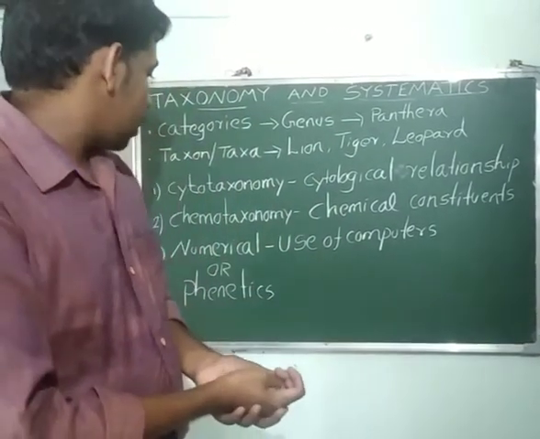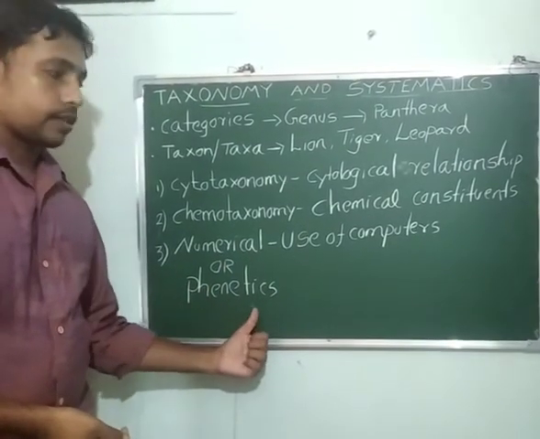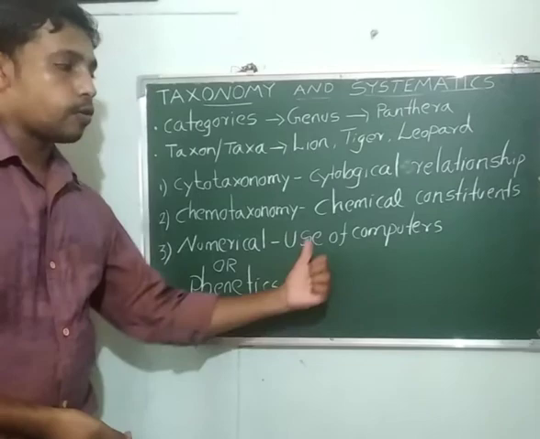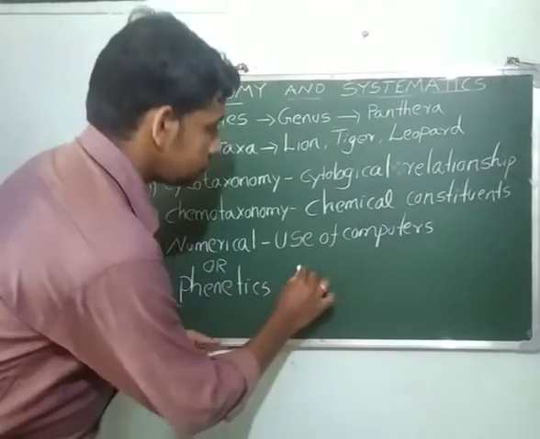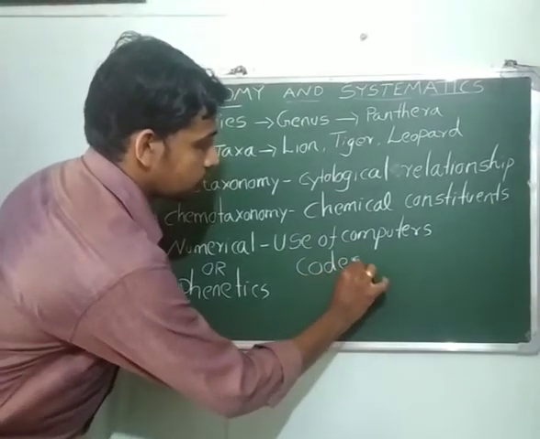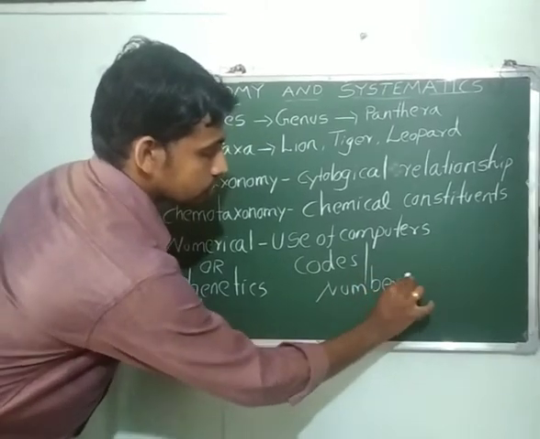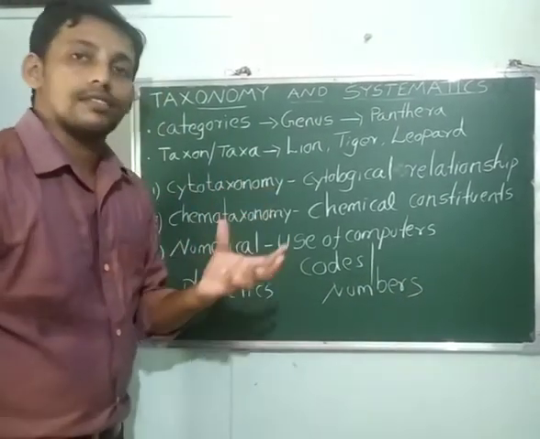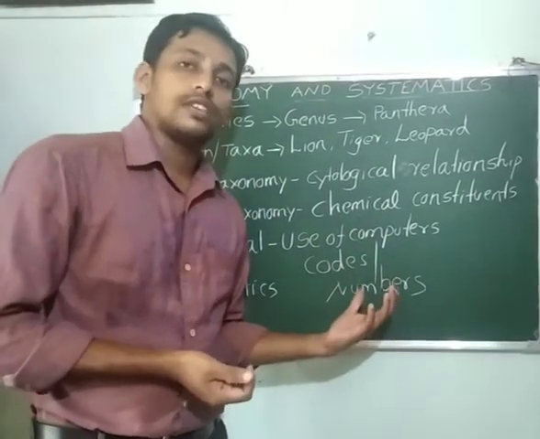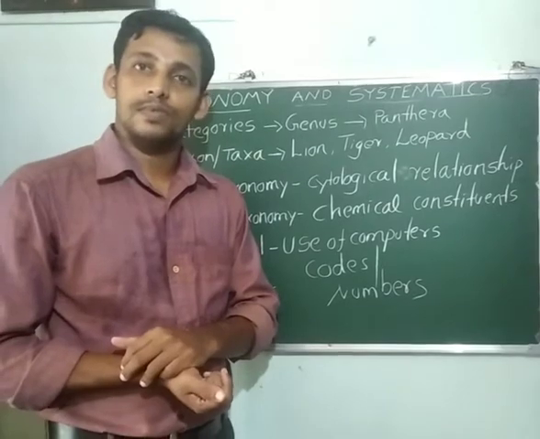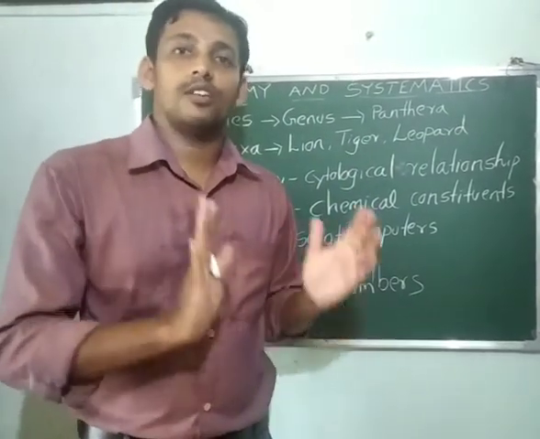And the third one is numerical taxonomy, also known as phenetics. It uses computers. Codes and numbers are assigned to represent the observable characters, and this can be easily processed. So there are different modern criteria for classifying the organisms.